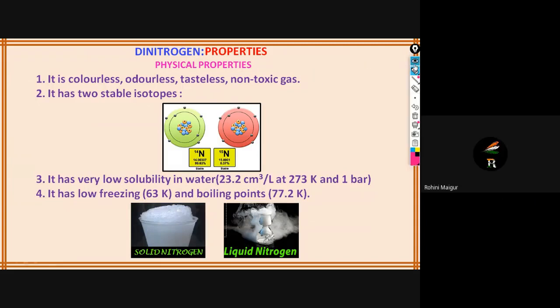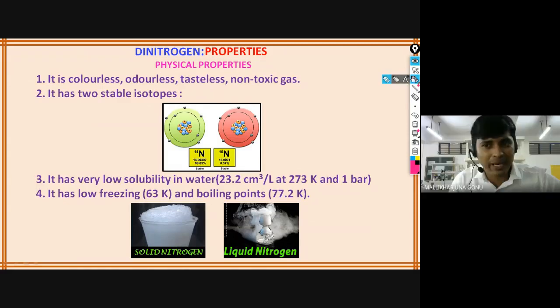It is a different atomic number. Same... different atomic number and different atomic mass. Okay, here 14 isotope and 15 isotope both are possible, and the major one is this one. This is a very less one. So this is how isotopes means, and it has very less solubility in the water.